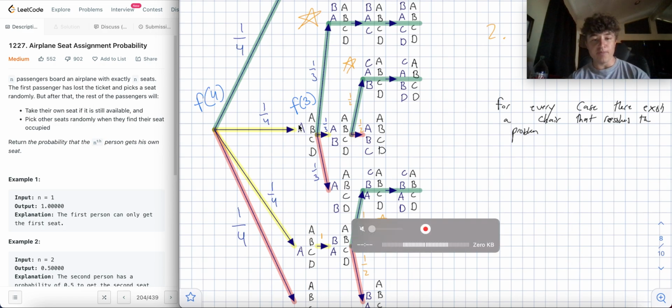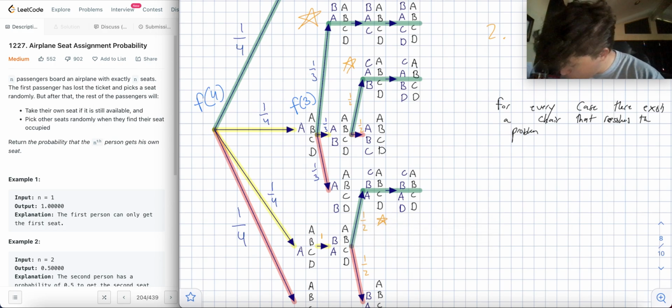Right? This is F of 3 because B's going to choose one of these 3 chairs, and one of them will solve the problem. This one's a bit different because here B's going to choose its chair, but then C's going to have to choose one of the 2 remaining chairs, and that's going to be F of 2.